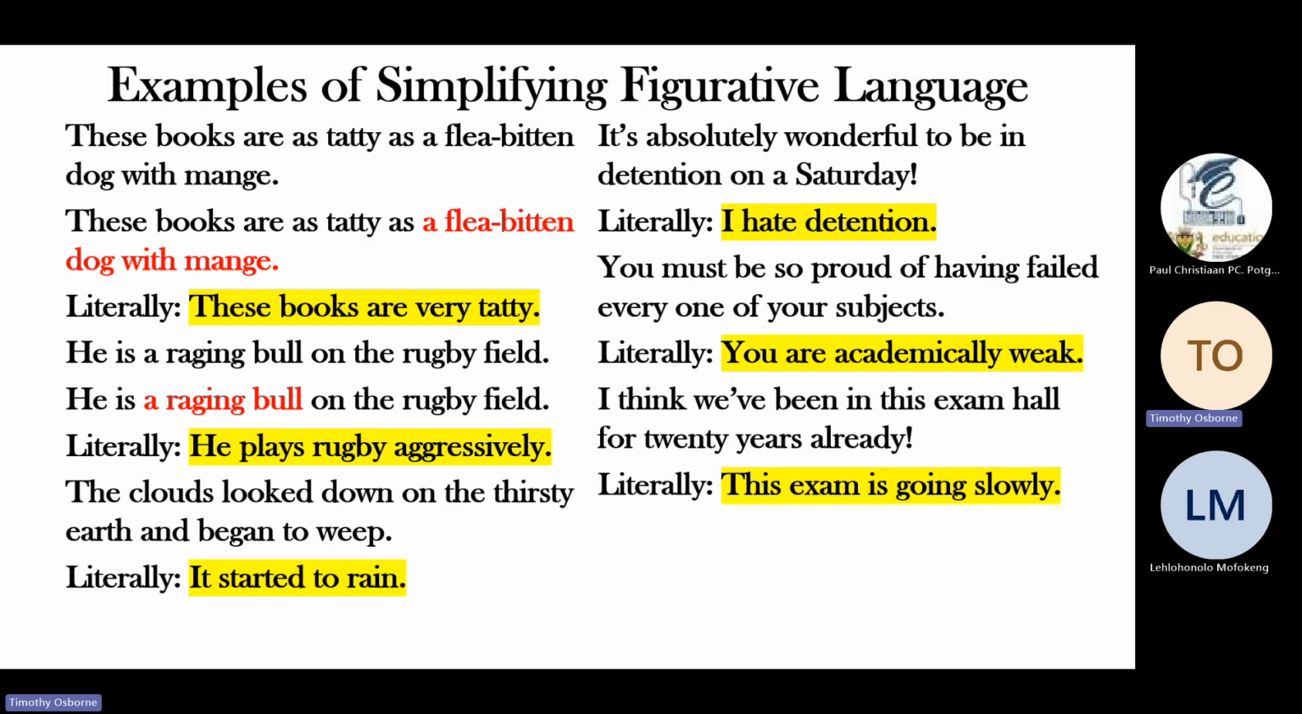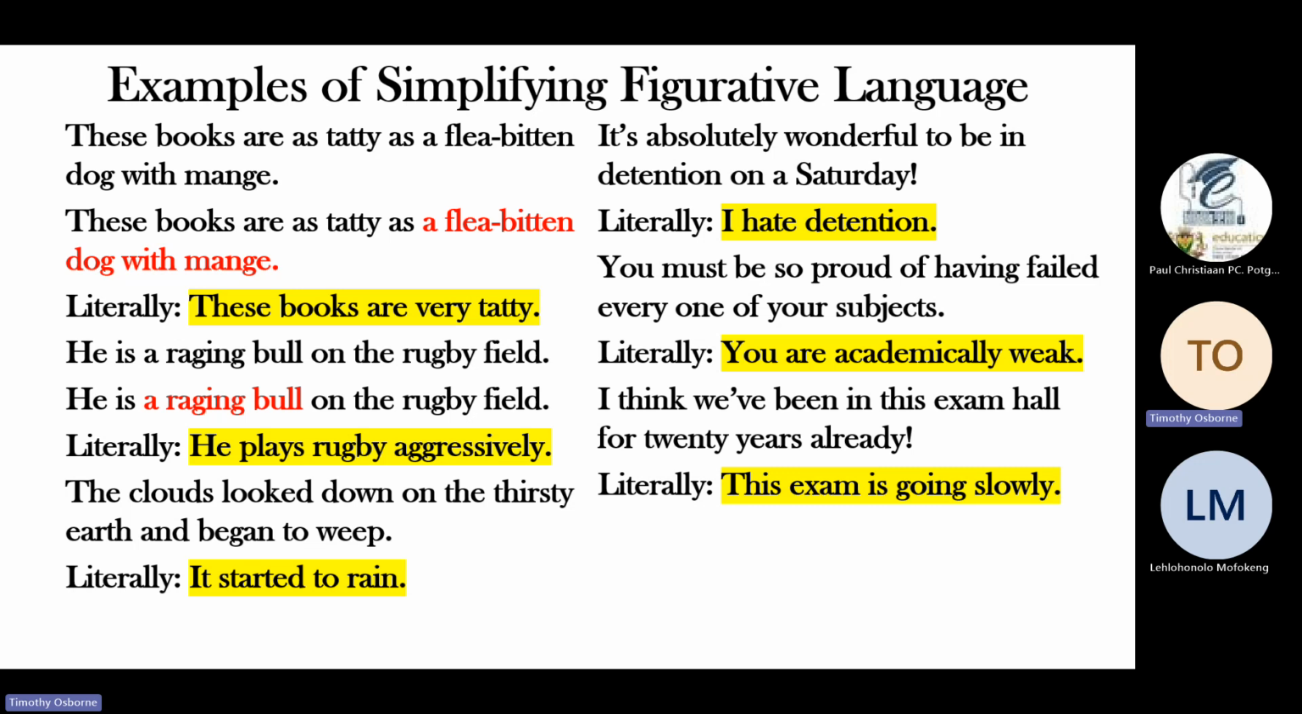Now we move on to figurative language. Here are some examples. The sentence says, "These books are as tatty as a flea-bitten dog with mange." Now, what can we take out of that? That's all figurative language, highlighted in red: "a flea-bitten dog with mange." That can be scrapped from the sentence. We don't need it. So we wind up with a summary that says, "These books are very tatty."